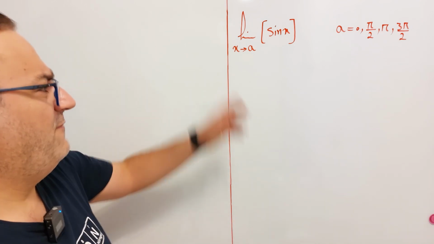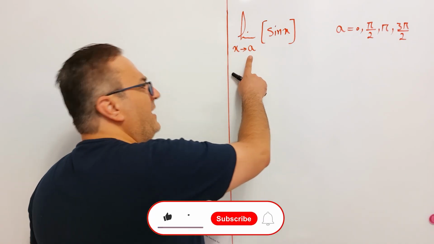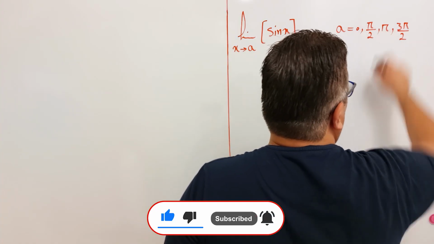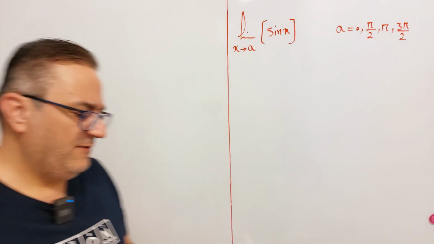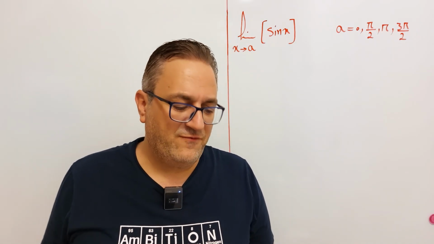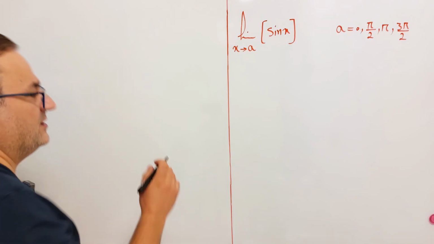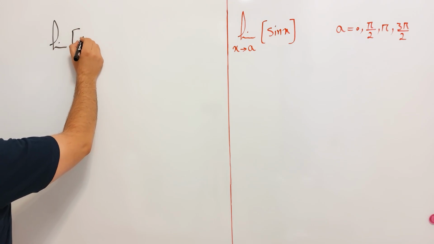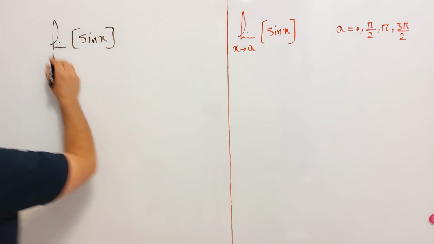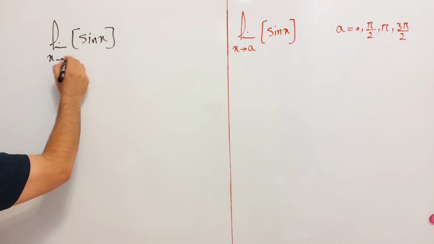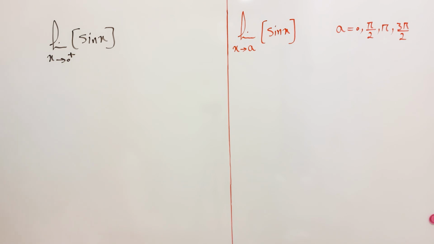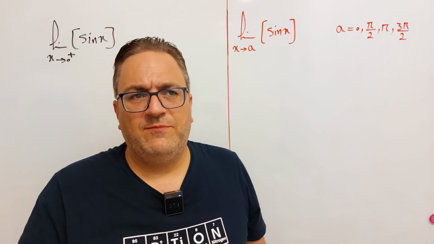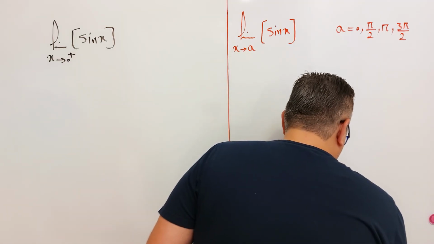If the limit of the floor of sine of x as x approaches a, when a is equal to 0, pi over 2, pi, and 3 pi over 2, find the floor value of the sine function for various angles. Let's start with 0, meaning the limit of the floor of sine of x as x approaches 0, first from the right. 0 from the right is a value slightly greater than 0, for example, 1 degree. Look at this unit circle.